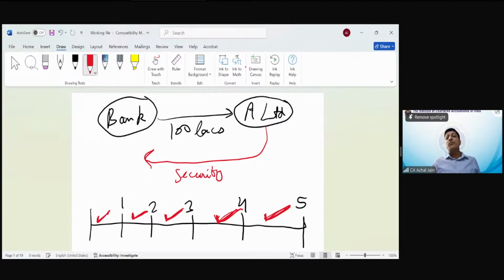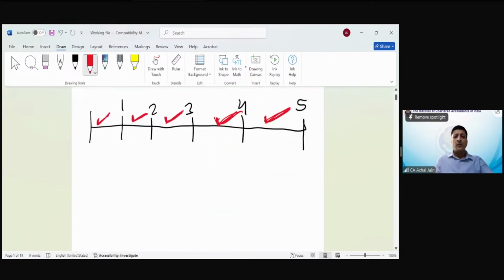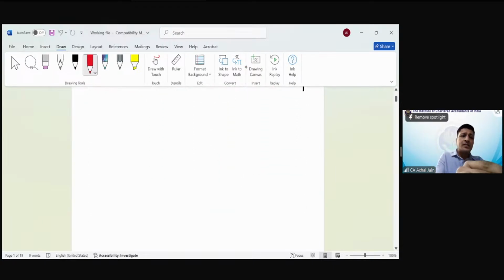Correct? Bank would need some security. Okay. Now, as regards this security, let's try to understand some important points. Now, bank is looking at a loan of 100 lakhs.